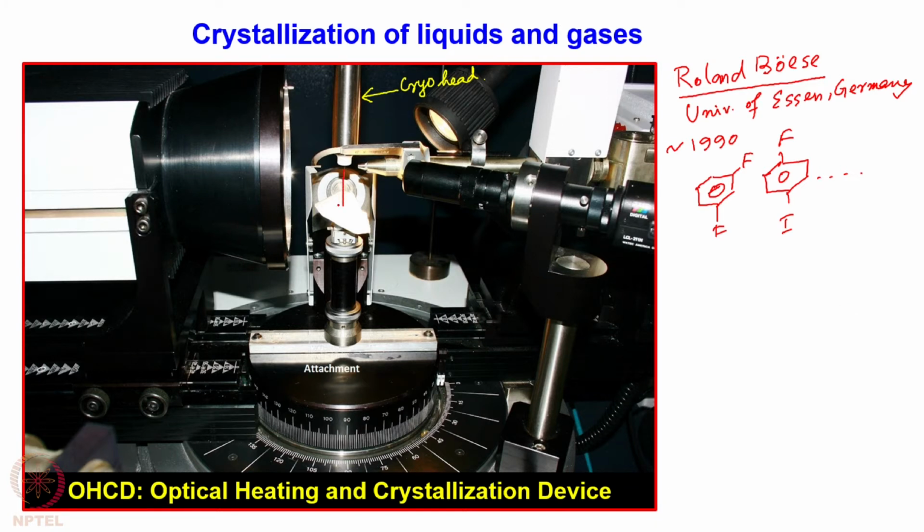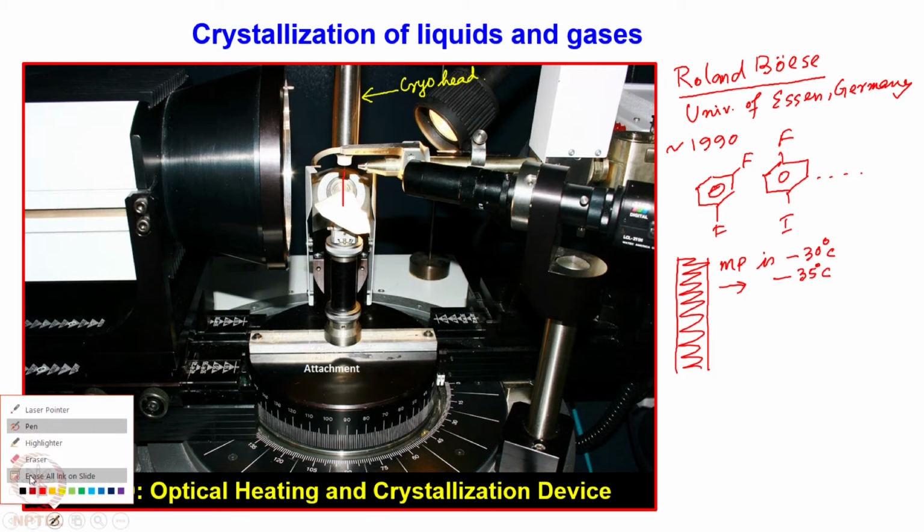So now what happens is, when the compound crystallizes inside the capillary, it forms a polycrystalline material, and then that polycrystalline material we know melts at a certain temperature from our differential scanning calorimetric experiment. So suppose the melting point is minus 30 degrees centigrade, we warm the capillary to about minus 35 degrees centigrade, that is just 5 degrees below the melting point.